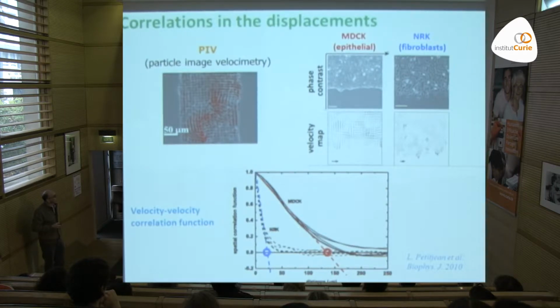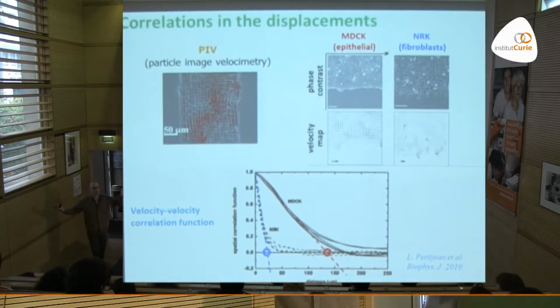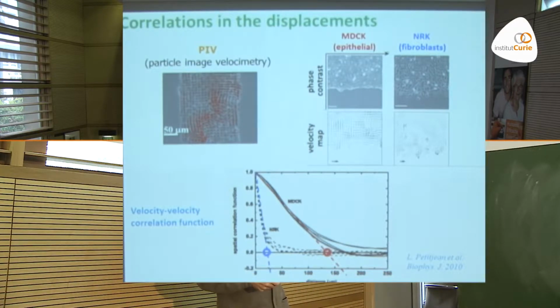And so these MDCK cells, that's the velocity correlation function, the spatial correlation function. And what you can see is that it decreases over a distance of typically 10 cell diameters. So a huge distance, meaning that when a cell moves at some point, you have to go as far as 10 cell diameters to be independent of this first movement. A huge distance at this scale.